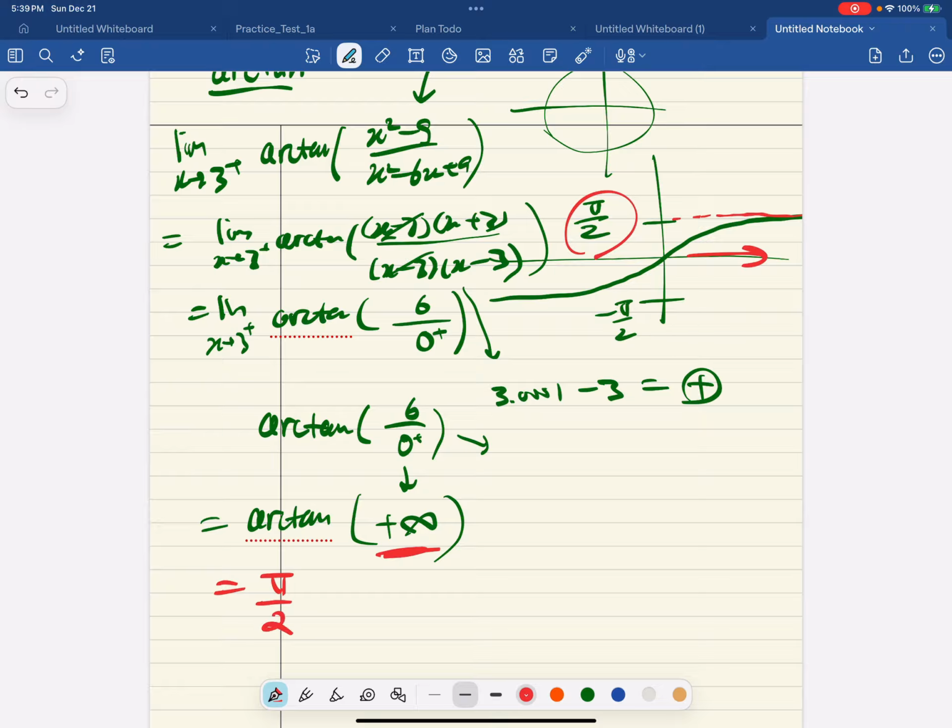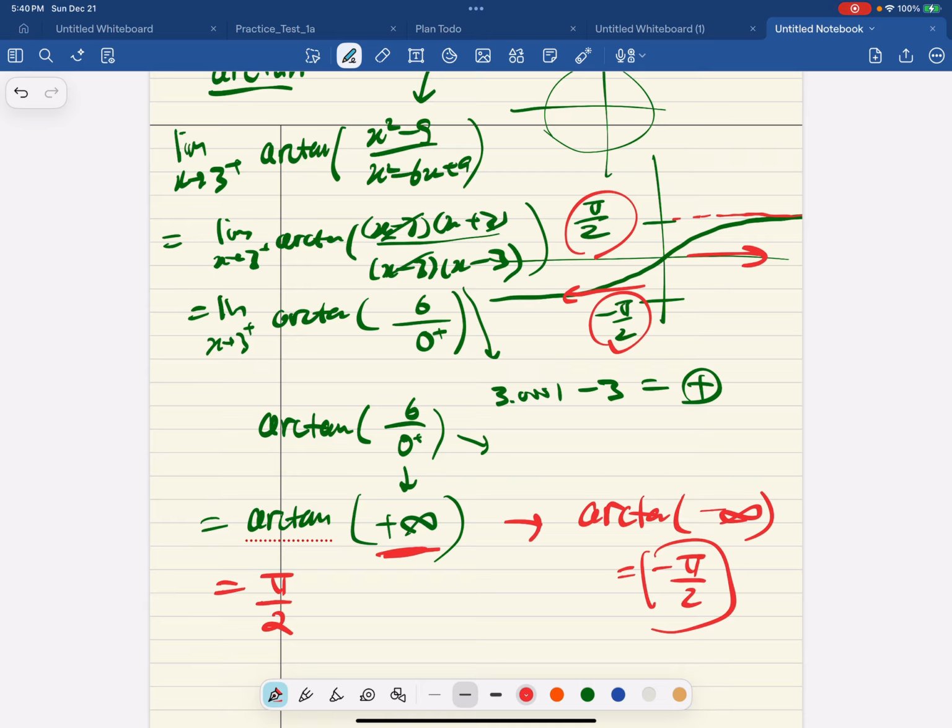So the answer is pi over 2. If it was arctan of negative infinity, the y value is approaching negative pi over 2. So the answer will be negative pi over 2. And that is basically everything for the first unit.